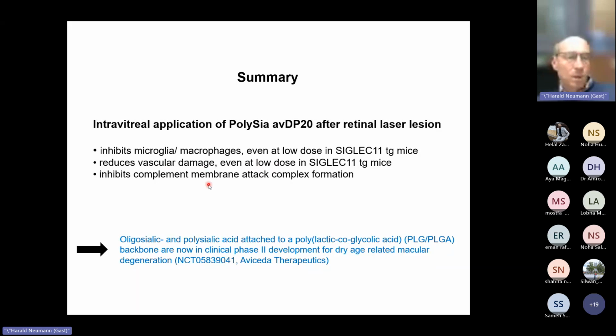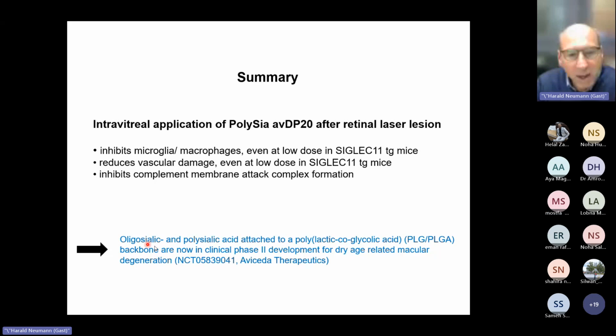And it inhibited the complement membrane attack complex. So the whole complement cascade was inhibited in these mice by both doses, in the wild type and the CYGLAC11 transgenic. I mentioned there is now a therapy in development, and they were taking a very similar approach.